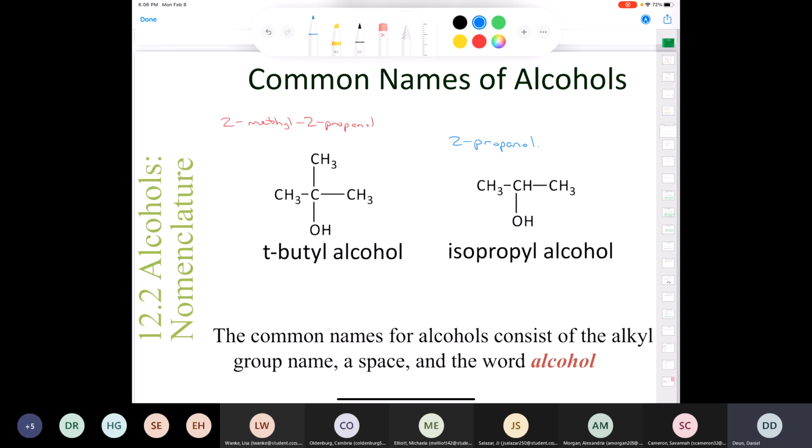The reason why common names are important, even for somebody who's taken their first organic chemistry class in their life, is, I'll tell you the reason, it's because they're so common, right? They're still commonly used to this day, okay? Everybody uses common names. All right. Anyhow, the common names for alcohols consist of the alkyl group name, a space, and then the word alcohol. All right. There we go. And you'll see many examples of those.